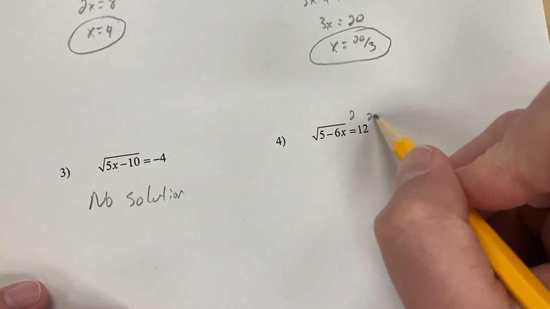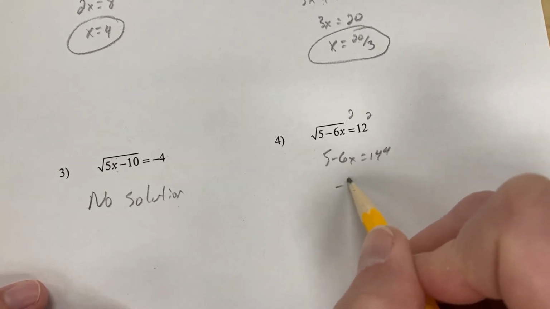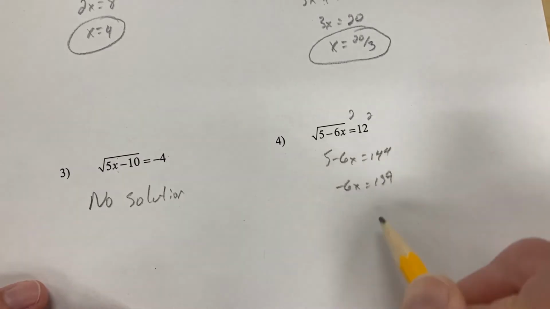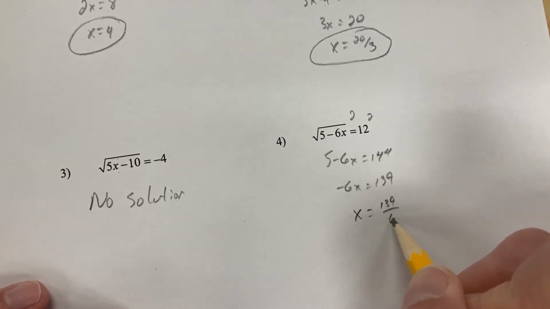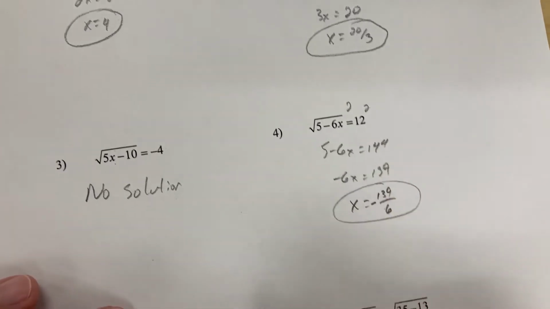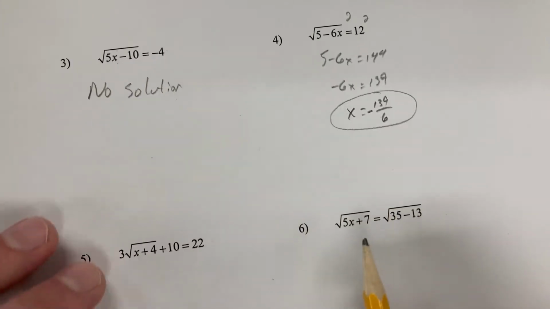Over here, we're going to square both sides. I get 5 minus 6x equals 144. We'd subtract 5, get 139, and then we're going to divide by negative 6. So we get a negative 139/6, which is about 23.16 repeating, I believe, if you do it.